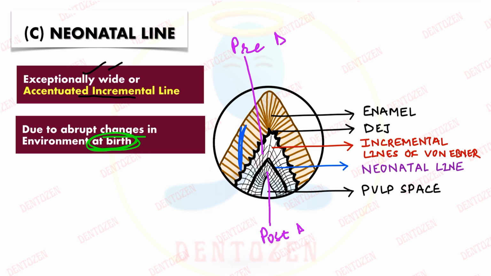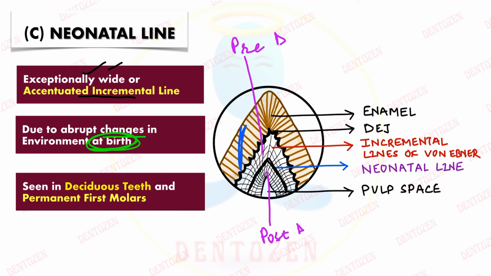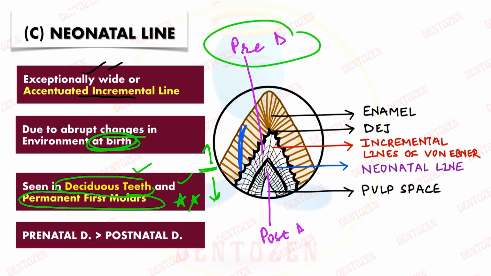So in which teeth can these neonatal lines be seen? Important viva question. They are not seen in all teeth. They are seen in all deciduous teeth but only permanent first molars. Why only these molars? Because part of them forms before birth and part of them forms after birth. So which one is better? What do you think? Prenatal? Yes, prenatal is better than postnatal as it is formed in a good environment inside the mother's body. So these are the three incremental lines.